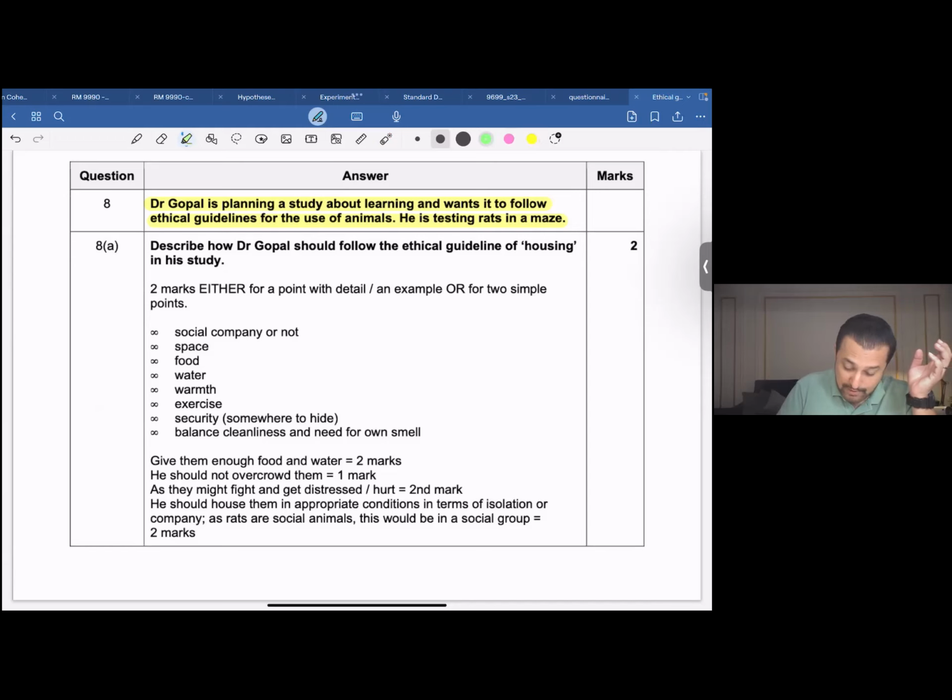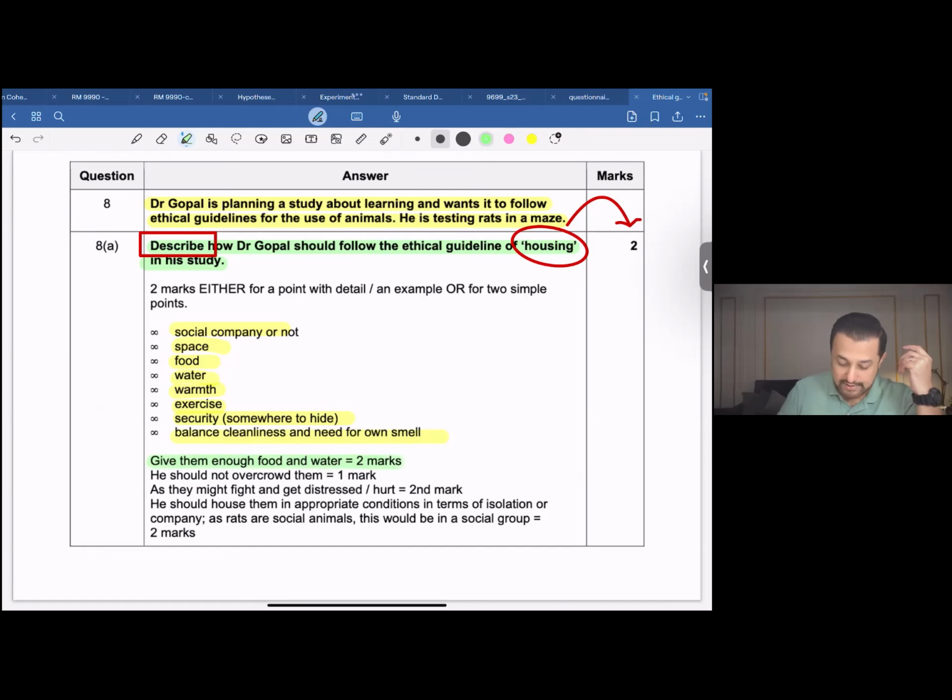Describe how Dr. Gopal should follow the ethical guidelines of housing in the study. So this is another ethical guideline that we just read about. This is a 2-mark question that is requiring us to describe. So 2 marks either for a point with detail, an example, or for 2 simple points. You could write anything. Like all of this, I'm sure you are aware, has to do with housing, or alternatively use this sentence.